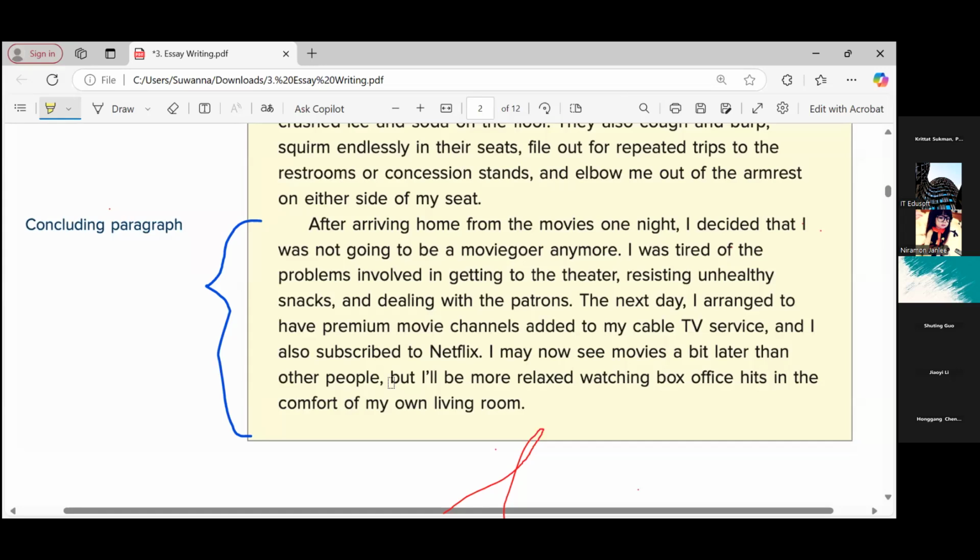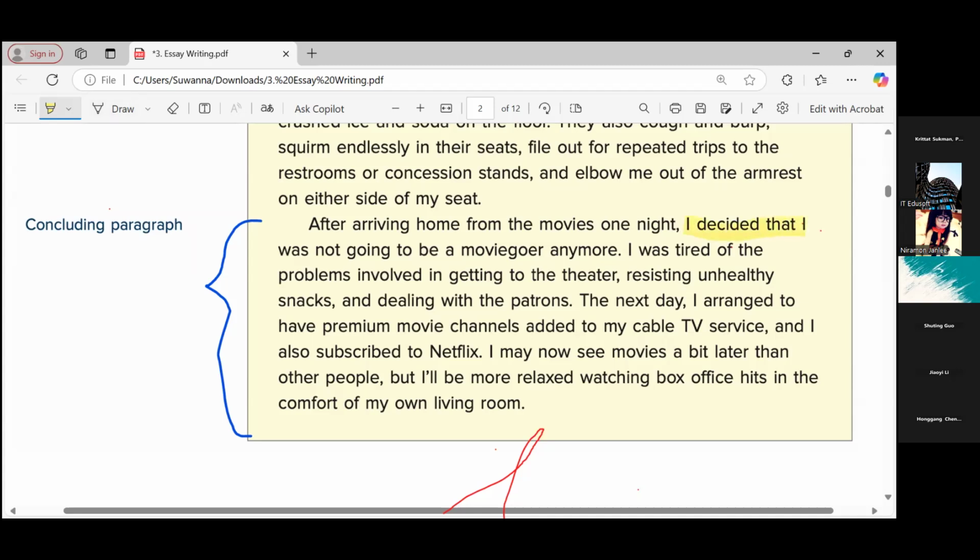You can draw the underline, okay? You can underline from your screen. It's more than that. I decided that what? Yeah, the restatement of the thesis covers the whole thing here.